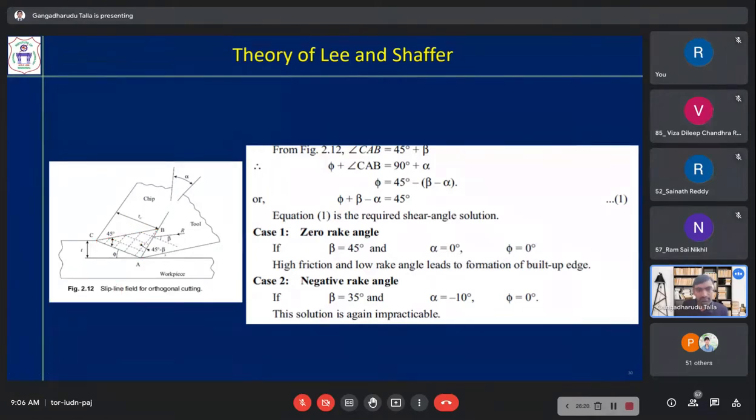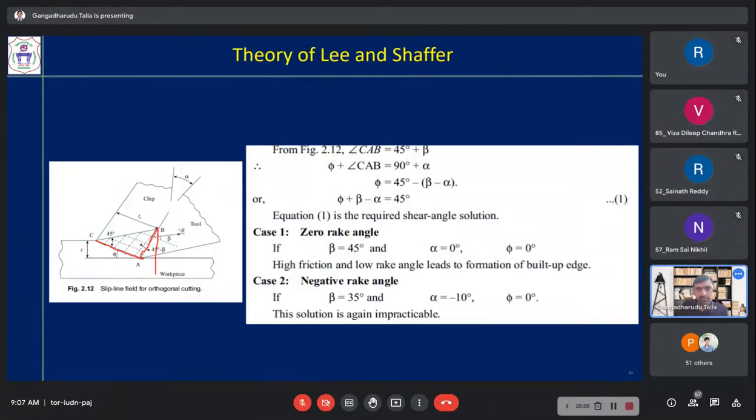Now we know rake angle is alpha here. From textbook to textbook, notations are changing. This is not gamma now. And if I draw a vertical line here, this is alpha now. So here you see these equations. Angle CAB is equal to 45 degrees plus beta.